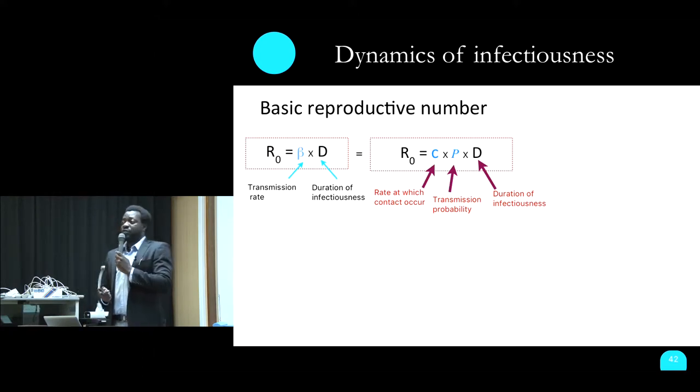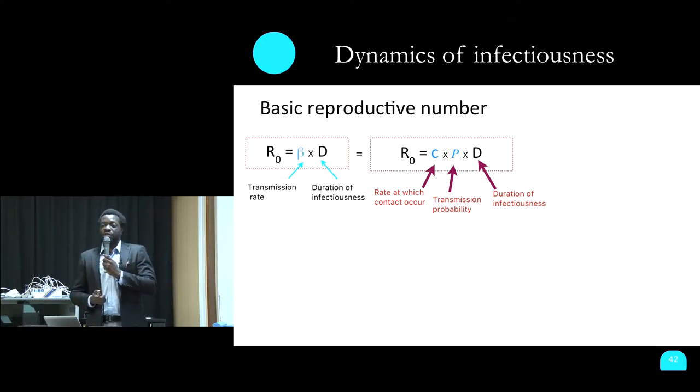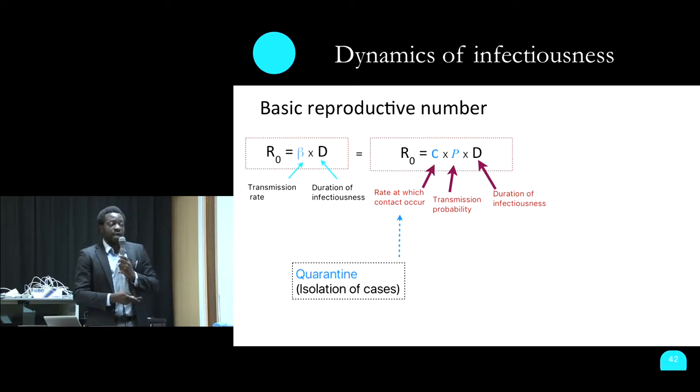Most interventions in public health to control infectious diseases will target either one or a set of these elements. For example, when we isolate cases, generally referred to as quarantine, we are decreasing the rate of contact. When we decrease the rate of contact, we are decreasing the transmissibility of the infection.